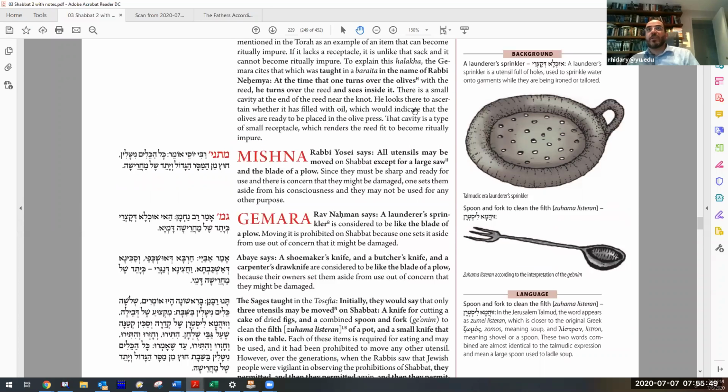This item, this launderer's sprinkler, he got a picture here. The launderer would put water in there and sprinkle it while he's ironing or folding. And so this is a specialty item, and he doesn't want to use it for anything else. So therefore, that is also a mukseh item.